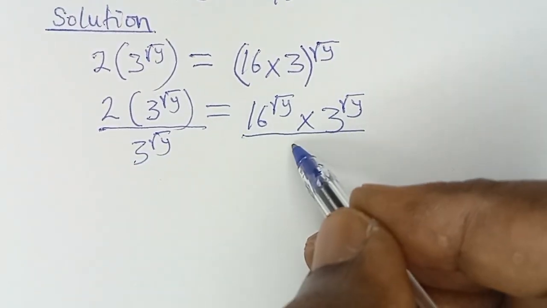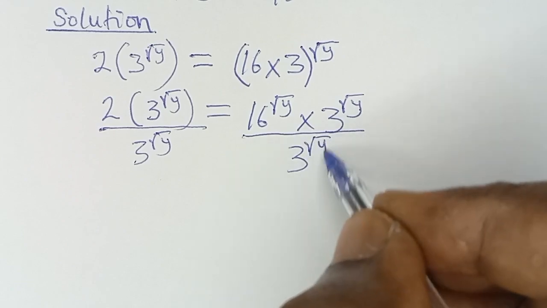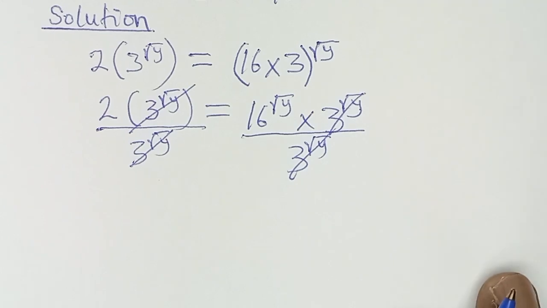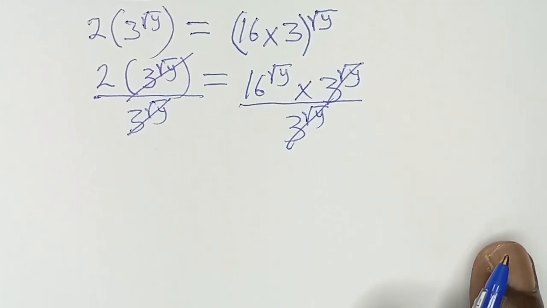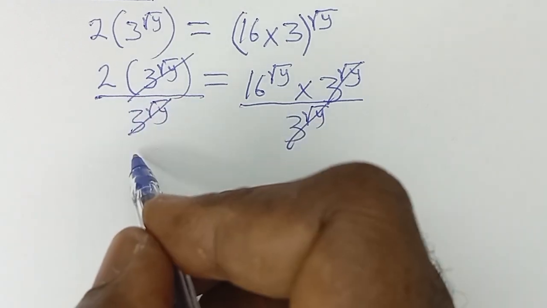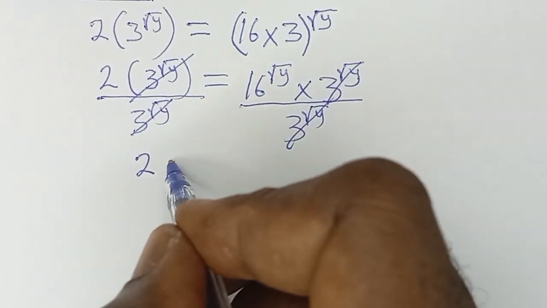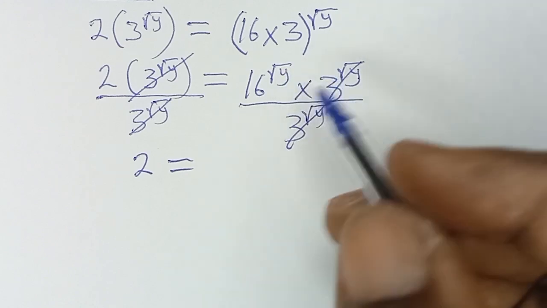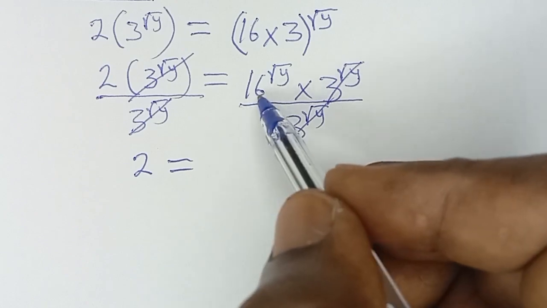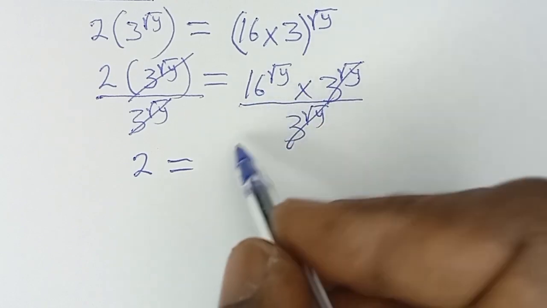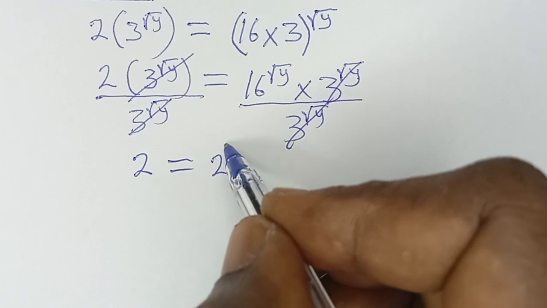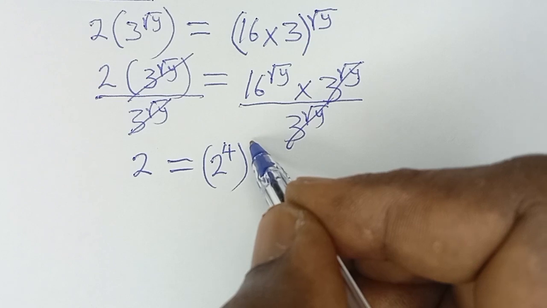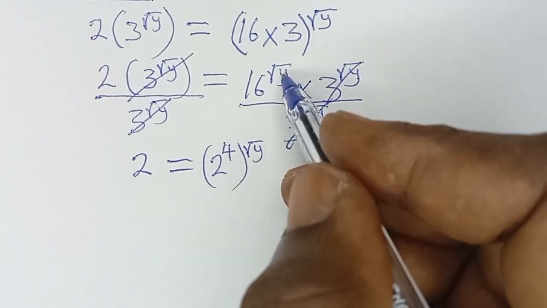Divide this side as well by 3 to the power root y, so that this can cancel this and this can also cancel this. So with that now, we have 2 left on this side, and is equal to, I have 16 to the power root y left on this side. Now, because this is 2, I can also break this 16 to the base 2. Don't forget, 16 will be equal to 2 raised to the power 4, because 2 raised to the power 4 is equal to 16, and then all to the power root y that we have here.